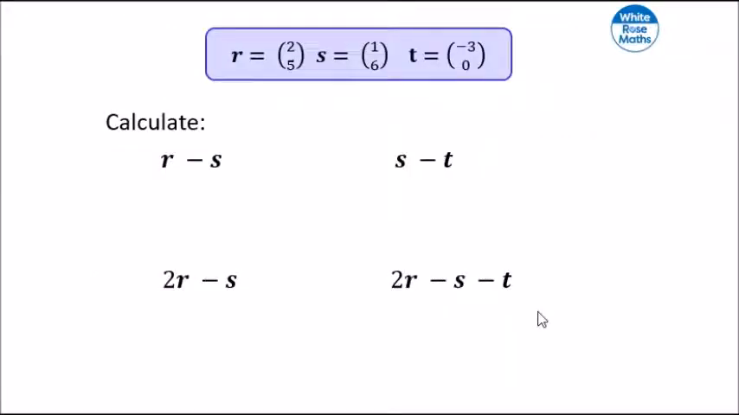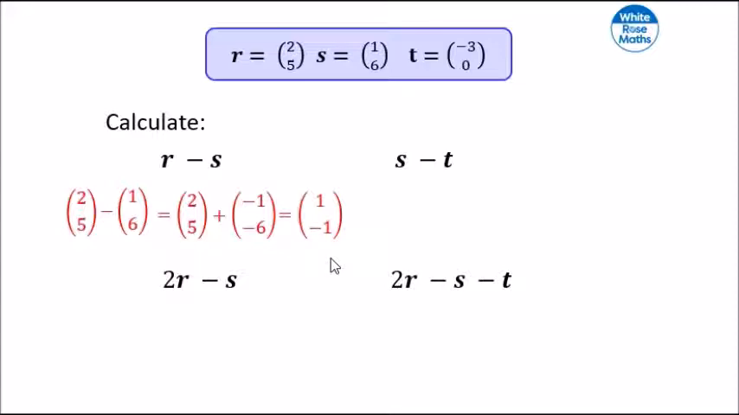So take a look at these questions, see if you can have a go at them. Okay, so you should have had a chance to have a go. The vector r minus the vector s is the vector 2, 5, take away the vector 1, 6. We could write that as 2, 5, add minus 1, minus 6. They're the same thing if you recall. So we could do 2 take away 1 to get 1, and 5 take away 6 to get minus 1. So we get the vector 1, minus 1.